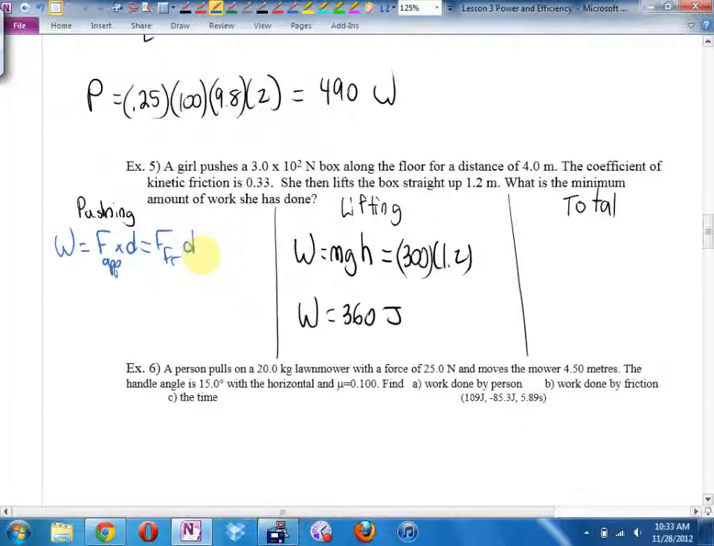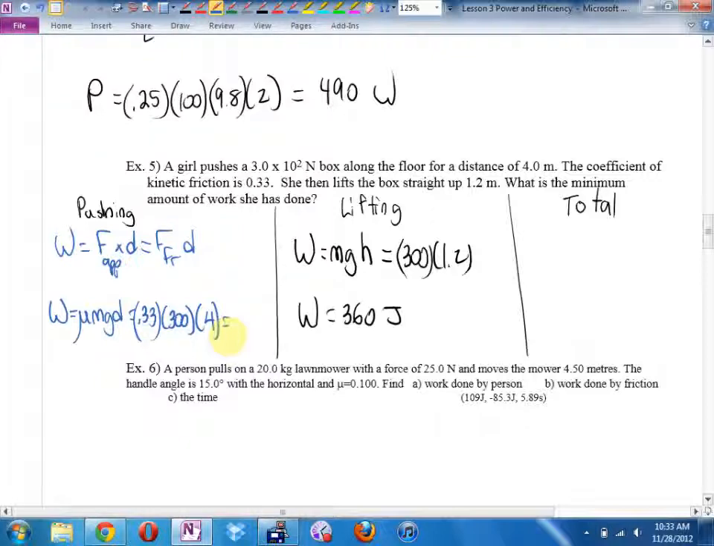Jaron is going to say friction is what times what, mu times the normal force, Mr. Dewick. I don't know the normal force. But look, I know another force the same size as the normal force. I think we're going to end up with this, mu mg d, where mu is 0.33, mg is 300, d is 4.